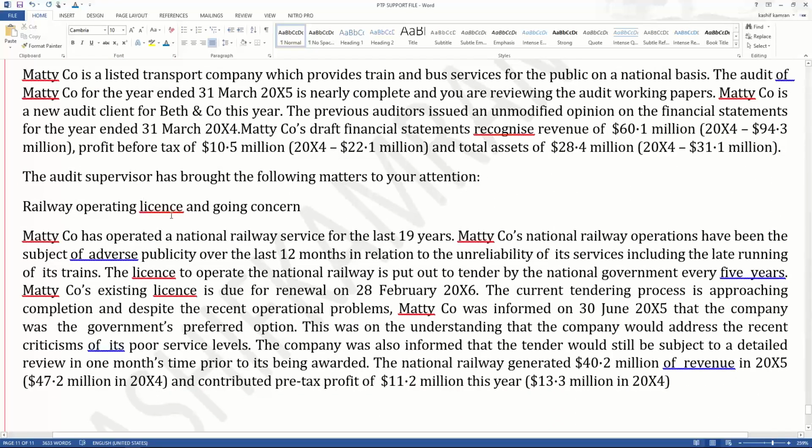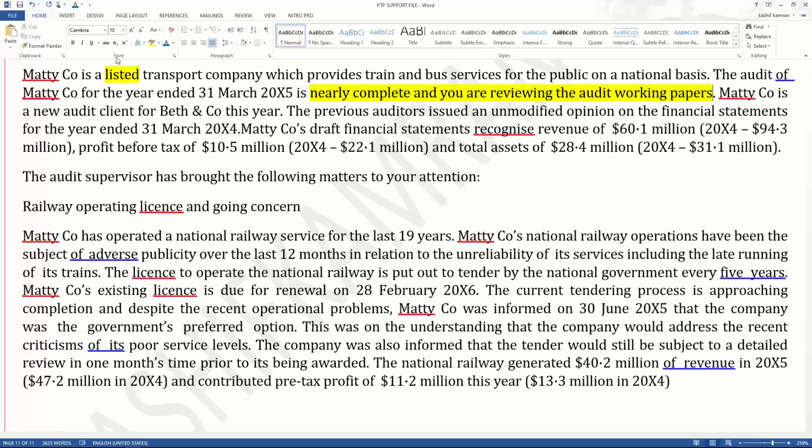Matty, a company, is a listed transport company. That's important information. So highlight listed transport company which provides train and bus services. The audit of the company for the year ending 31st of March is nearly complete and you are reviewing the working papers. So does that tell me we are standing at a completion stage? It's a listed company and the audit is nearly complete and you are reviewing the working papers.